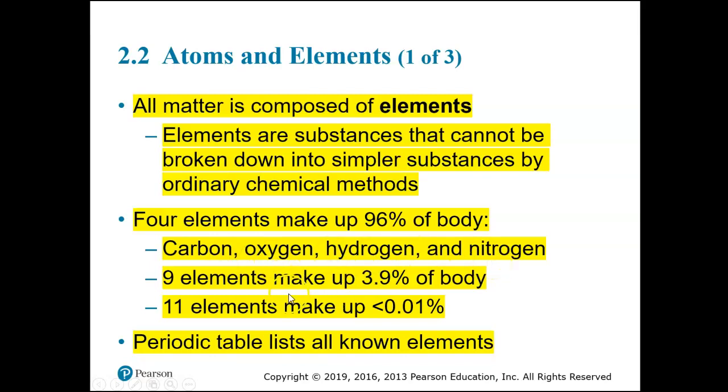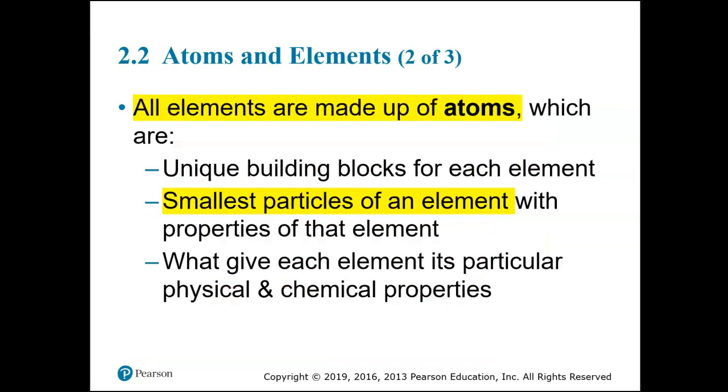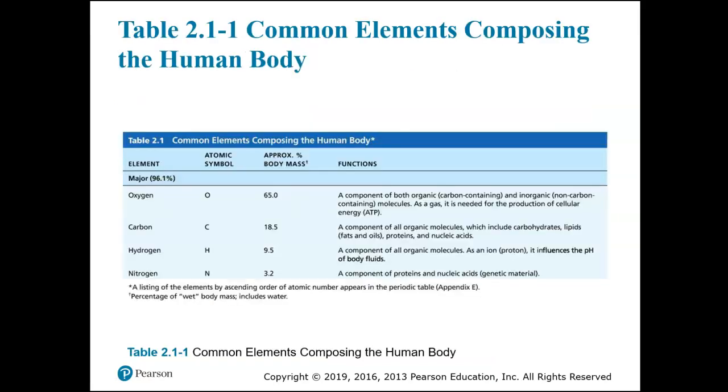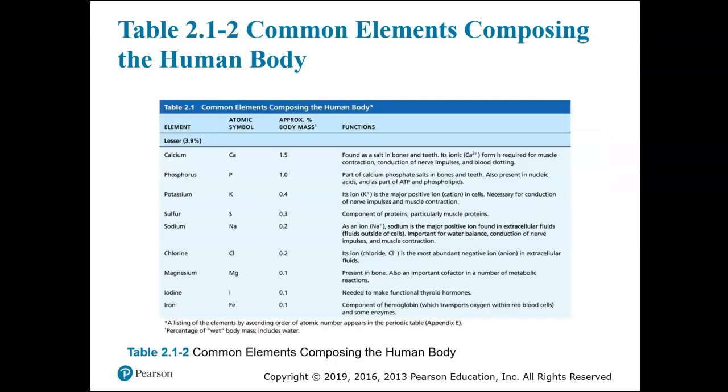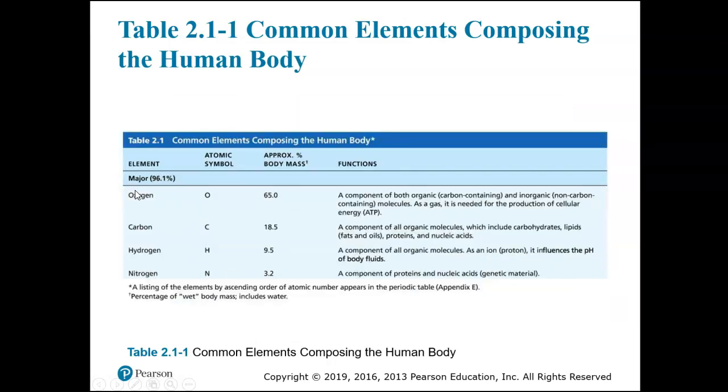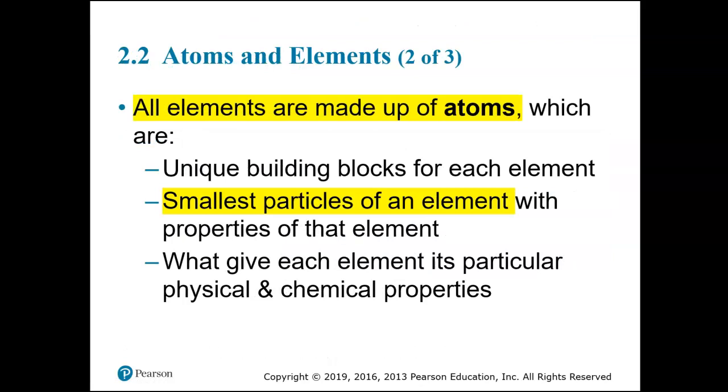There are 9 elements that make up 3.9% of the body, and there are 11 that make up less than 0.01%. And it's going to show you those 4, and then this is the 9. Okay, so I'll cover those in just a minute.